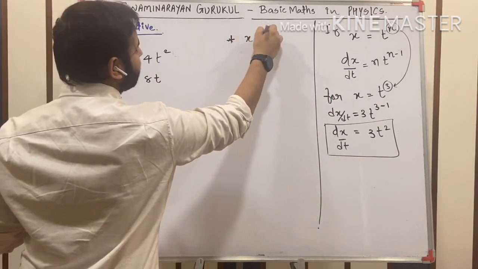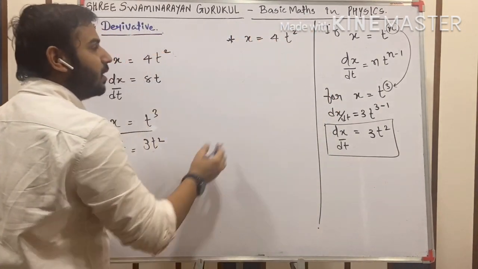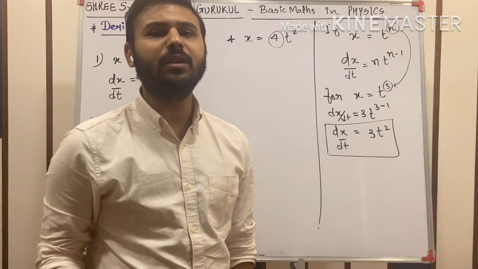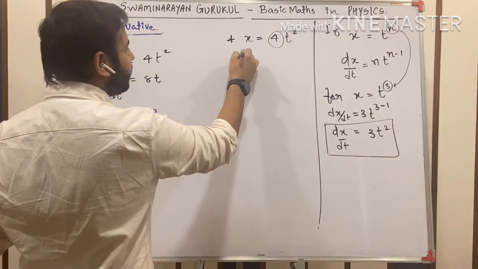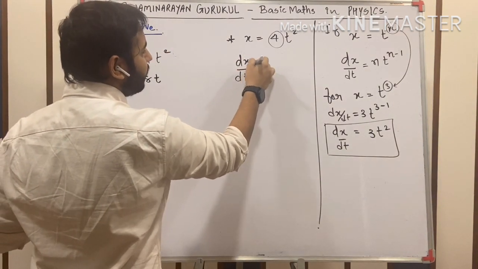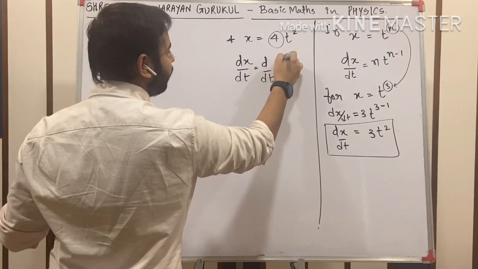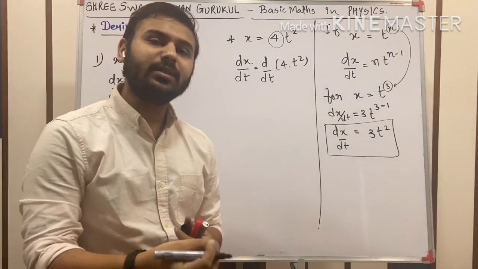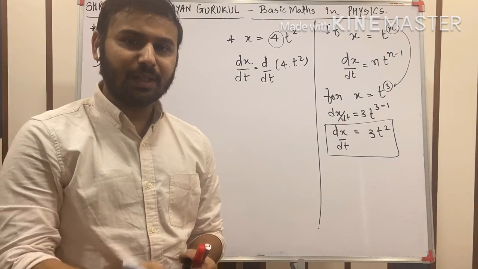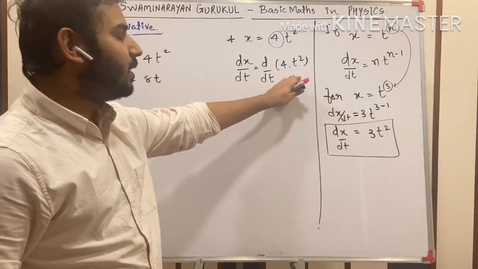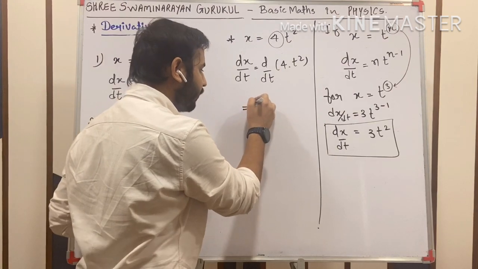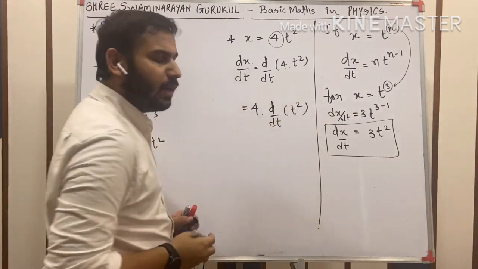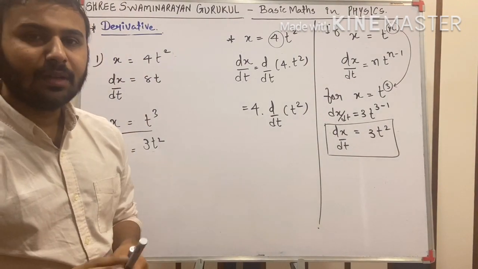Now, suppose x is equal to 4t square. See, 4 is a constant which is the coefficient of t square. 4 is not going to change. So I will keep 4 as it is. For dx upon dt, d upon dt of 4 into t square. See, if a constant is the coefficient of t square, t cube, whatever it is, just take it out of the differentiation. You can write 4 into d upon dt t square. So what will be your answer?